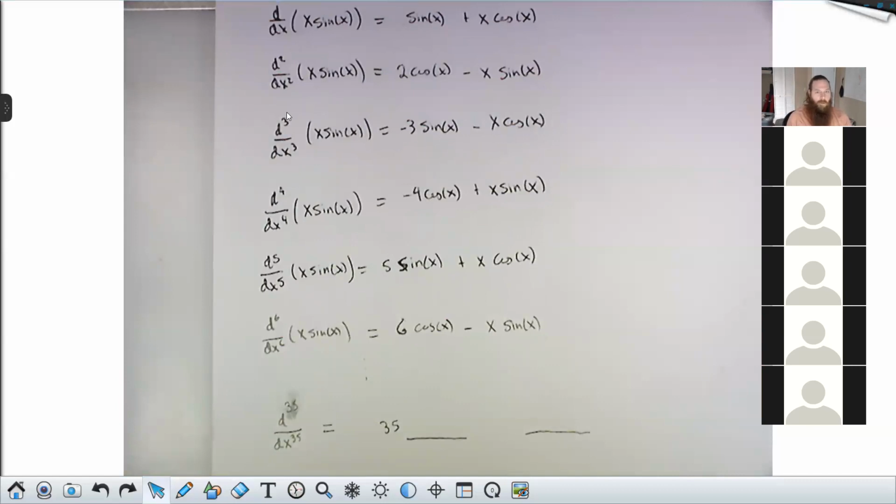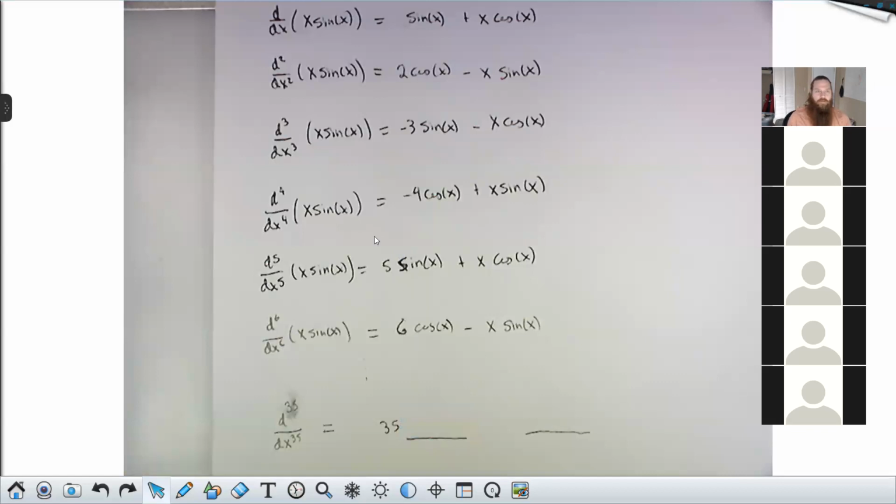Wouldn't it be 35 sine x? We're definitely going to have... So the first blank is going to be a sine x. Can I ask you to share with us how you knew that, Madi? You're correct. Because all the odds were a sine.